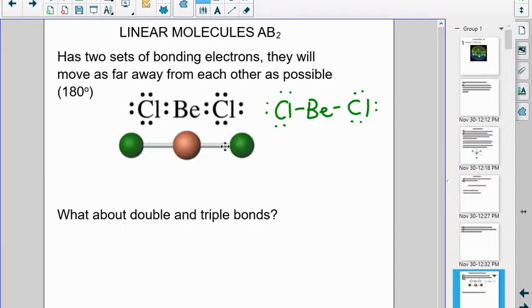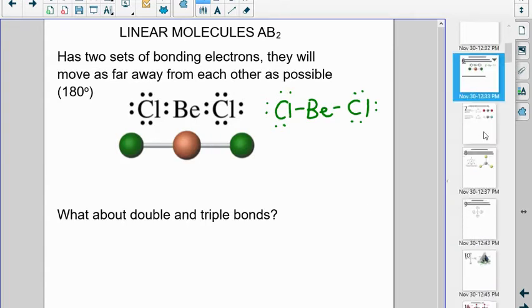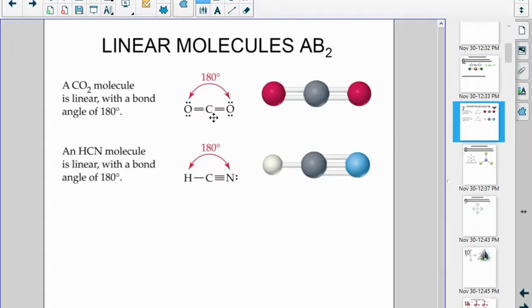All right, so here's single bonds, our beryllium dichloride. Well, what about if it's a double or triple bond? All we care about is how many directions electrons are coming off that central atom. So in carbon dioxide, even though they're double bonds, it's still one direction to the right, one direction to the left. They get as far away from each other as possible. Hydrogen cyanide, same thing. Triple bond to the right, single bond to the left, they still get as far away from each other as possible, 180 degrees. So the shape of this, we would say, is a linear molecule. Pretty easy to remember that one.